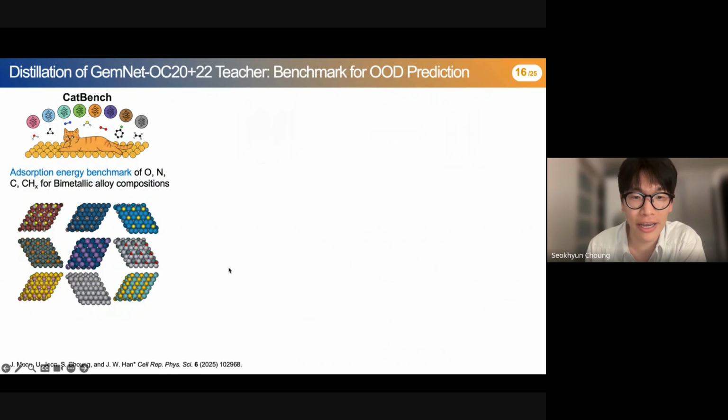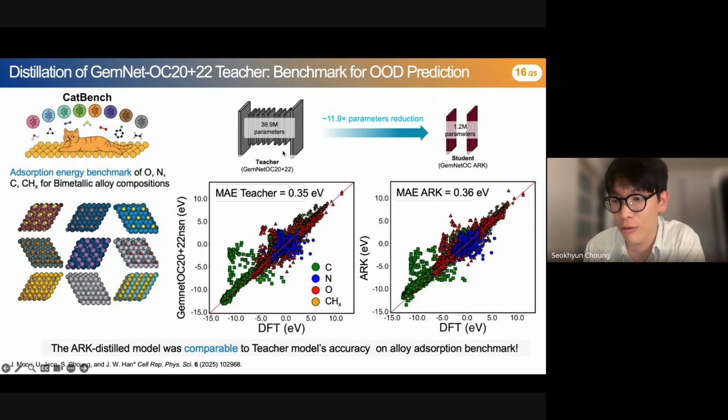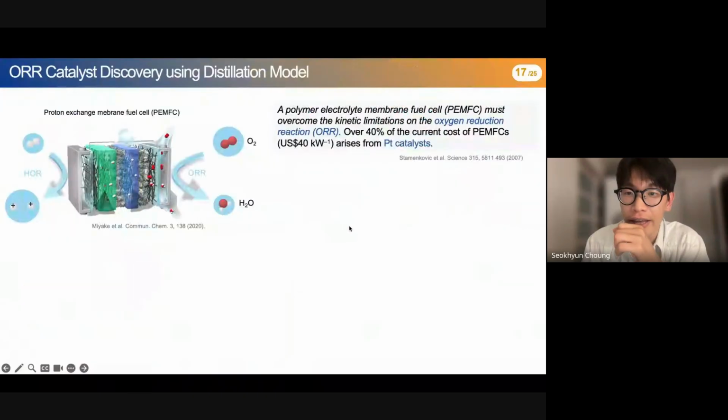We also applied this to GemNet OC20 plus 22. In this case, the teacher model itself is already small, from 38.9 million to now 1.2 million. This is one of the benchmarks I showcased in the very beginning of the talk. In this benchmark of carbon, nitrogen, oxygen binding energy calculations for catalysis application, it shows pretty good accuracy compared to the teacher model.